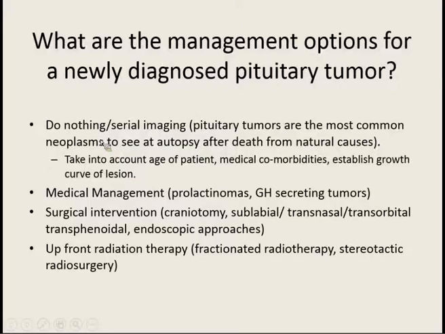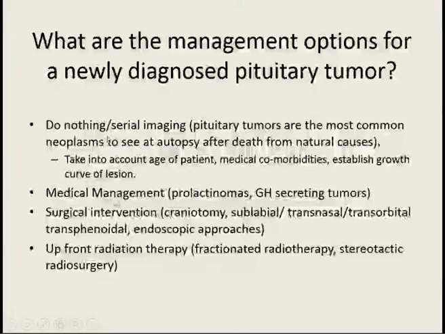One is serial imaging and do nothing. Those are patients who have normal endocrine function. And obviously we take into account the age and the health of the patient. Somebody who's on the heart transplant list or 90 years of age and doing just fine, almost always we're going to send that patient out with a follow-up appointment and not schedule them for surgery. If you have a 15 or 20-year-old patient, you have to think about what's going to be good for that patient for 80 additional years.